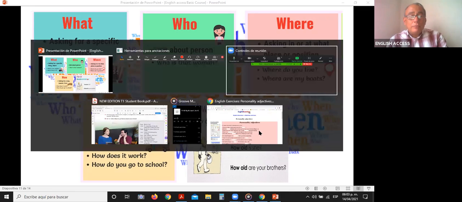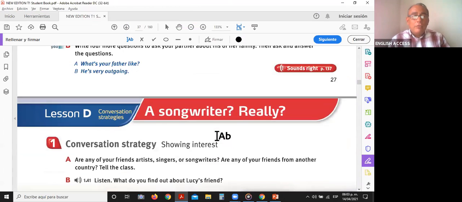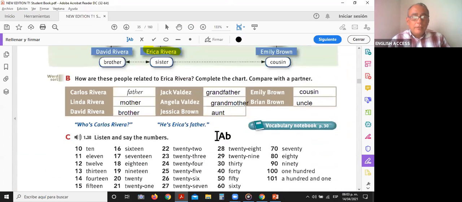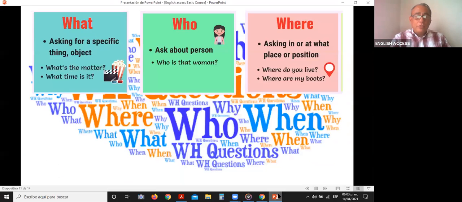That is why tomorrow we are going to see about the numbers right here. You see the numbers? We covered the numbers from 0 to 10. And now we have the numbers from 10 to 101. Okay? We are going to do this tomorrow. There is no time now.